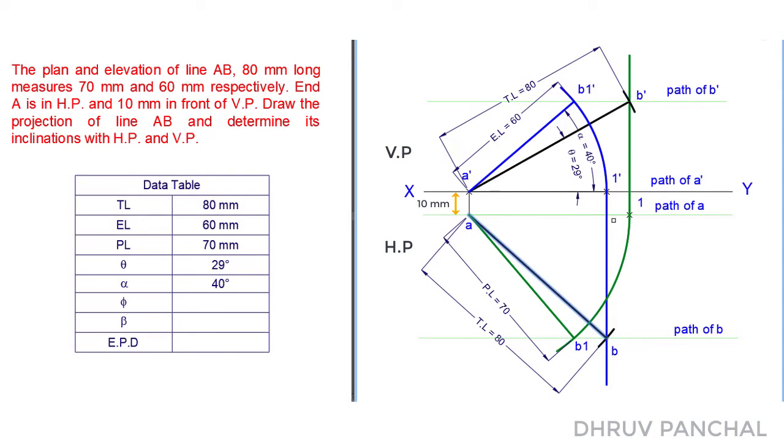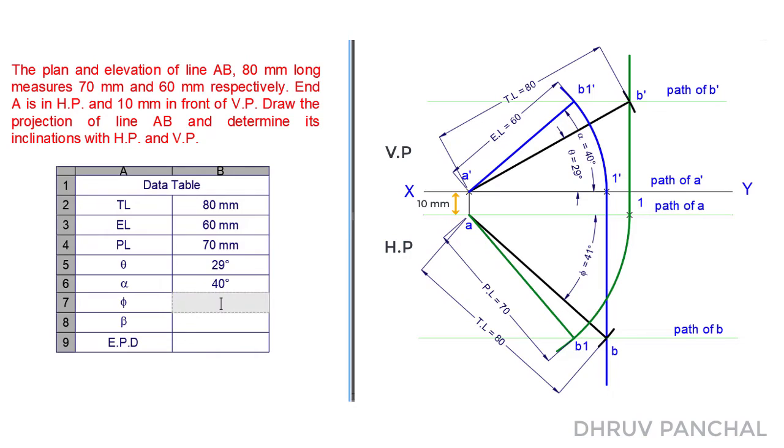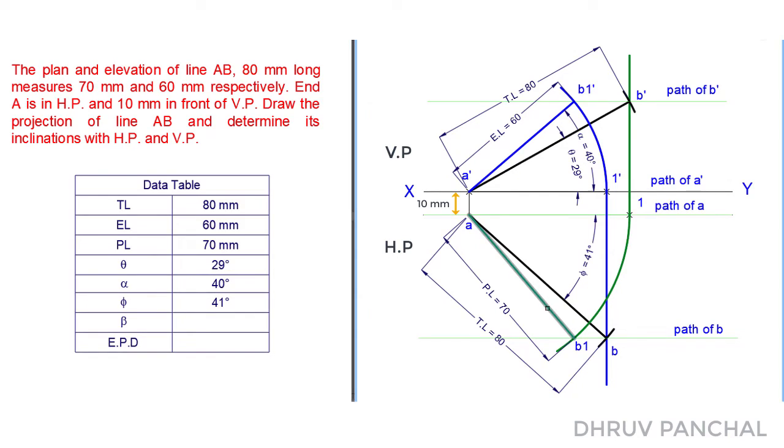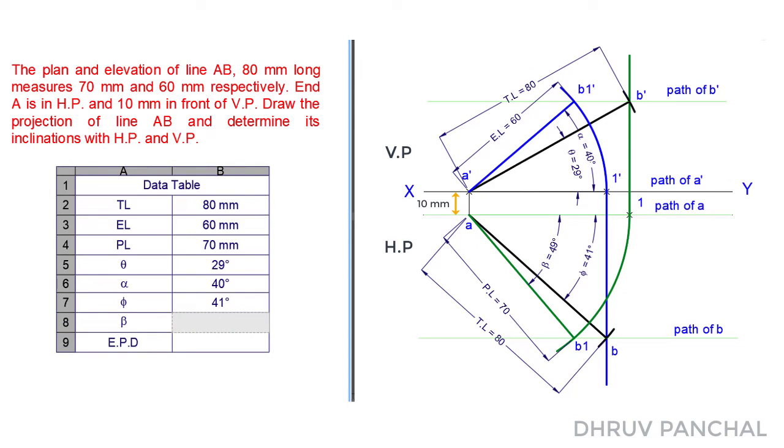Measure the angle phi between the true length in the horizontal plane and line XY, which will come 41 degree. Also, mention it in the data table as shown. Now, measure the angle beta between the plan length and line XY, which will come 49 degree. Also, mention it in the data table as shown.